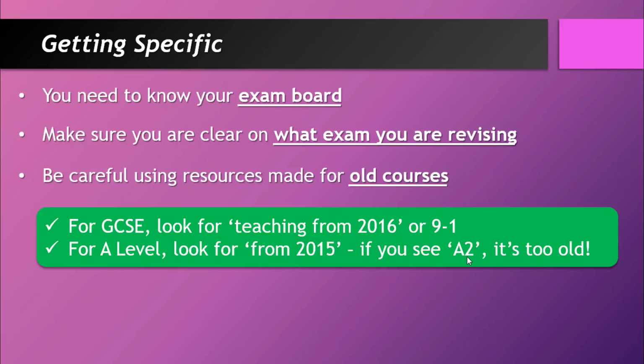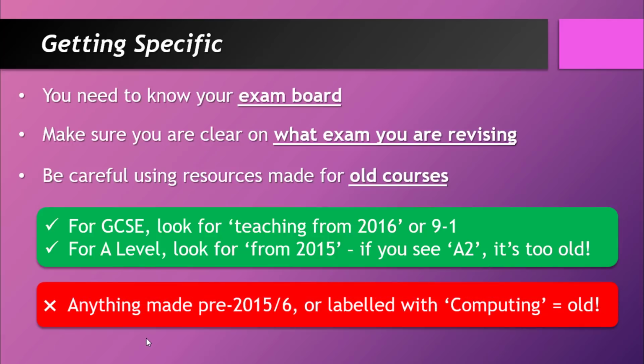And if you see A2, that is too old. If anything references A2, like a textbook, A2 was what the exams at the end of year 13 were called when it was more modular. Now it's a different type of course, so they're no longer called A2 exams. So to be crystal clear, any resources, any exam papers that were before these dates, 2016, 2015, depending on which one, they're kind of red flags, as are any courses labelled with computing. So all computer science courses are called computer science courses now, with the exception of BTECs, which are still called computing. But the old A-levels and GCSEs were called computing, so that is a red flag as well.